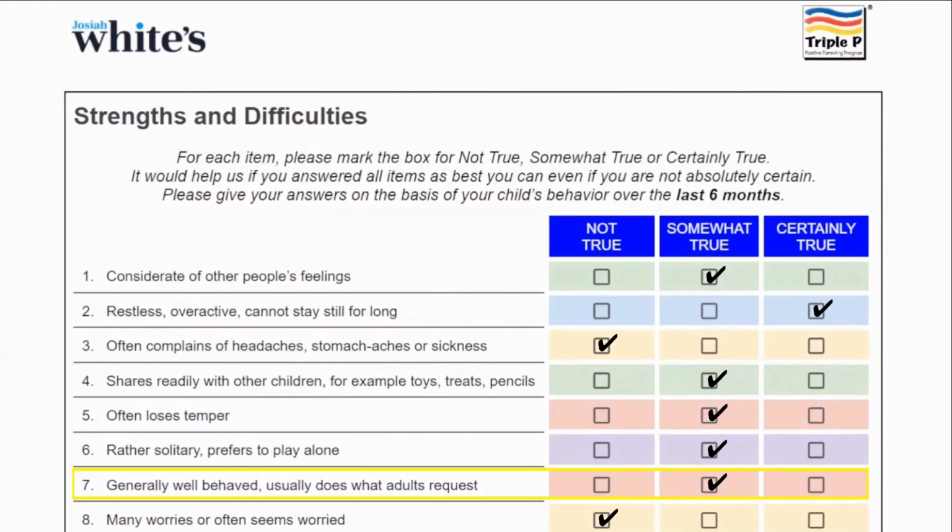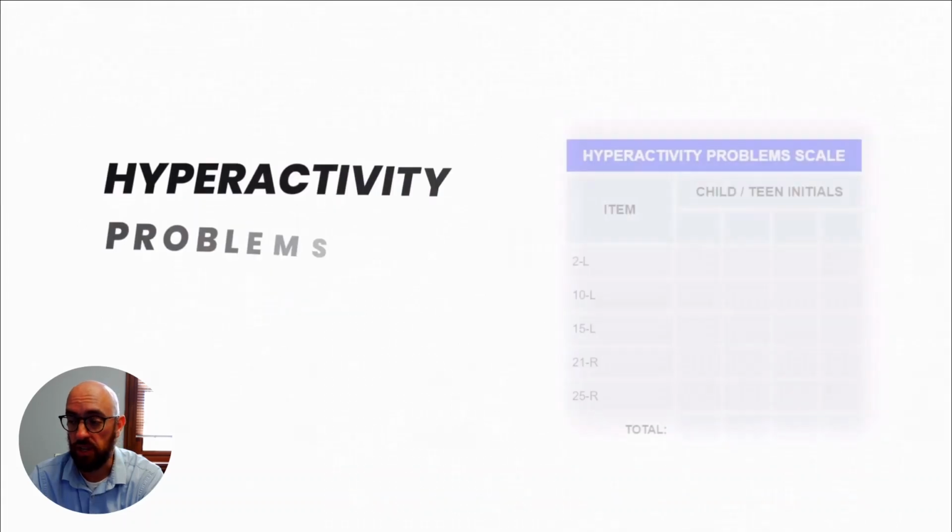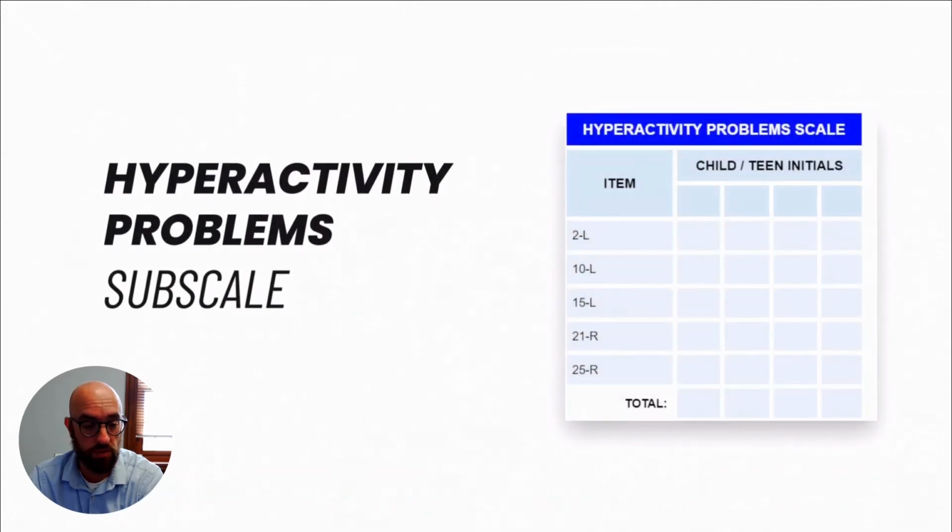Technically, we want that reverse scored. So we're going to put in a 0 at certainly true, a 1 for somewhat true, and a 2 for not true. That is what the R means on the number 7-R. We start from the right side, or it's called a right anchor. We go on to our next subscale on the data summary, which is the hyperactivity problems subscale.